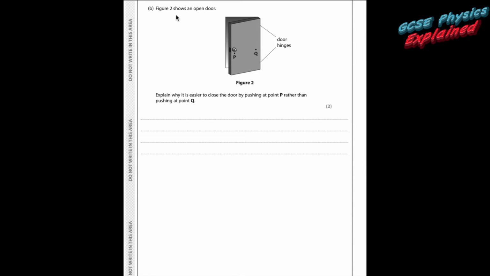Question B. Figure 2 shows an open door. Explain why it's easier to close the door by pushing at point P rather than pushing at point Q. So basically, a moment, which is a turning effect, equals force times the perpendicular distance to the pivot. So basically the door hinges are the pivots.